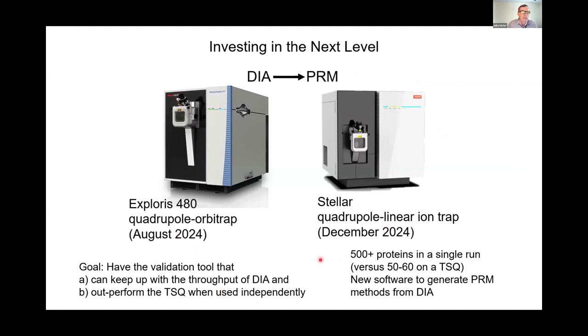And so two new instruments in the lab: the Exploris 480 that we use for data independent acquisition that we've been hearing about, and then this new Stellar instrument that we use for parallel reaction monitoring. The big step here is that we can now do several hundred proteins in a single run, whereas we used to only do 50 to 60, which once upon a time was a huge number, but has gotten smaller and smaller as the size of the experiments has gotten bigger and bigger. And so I've retooled my talk to include more and more of this data.